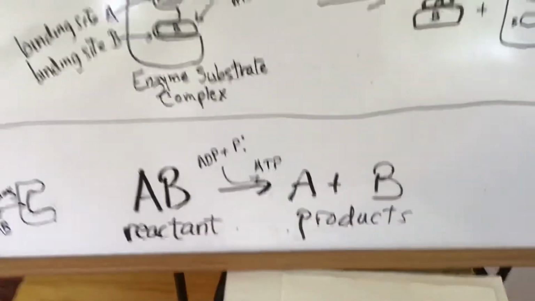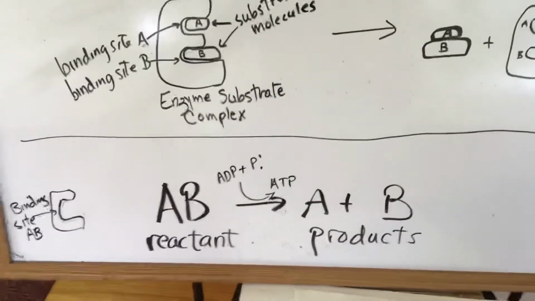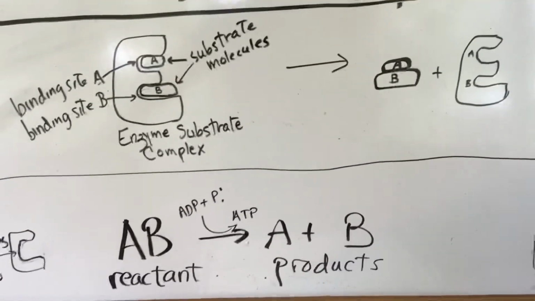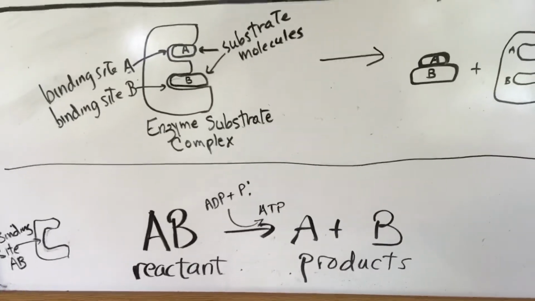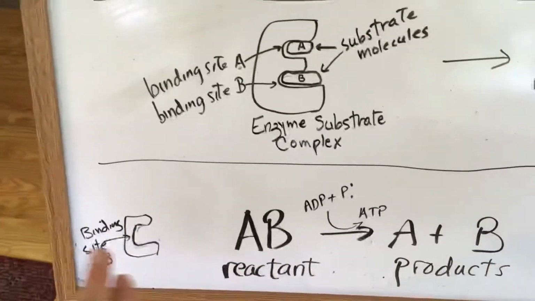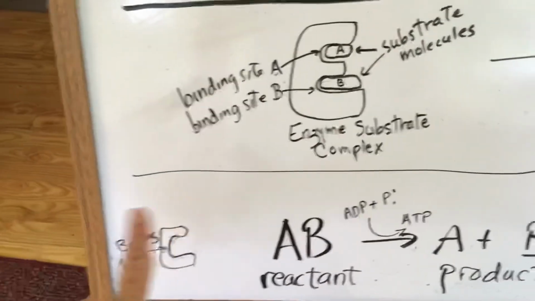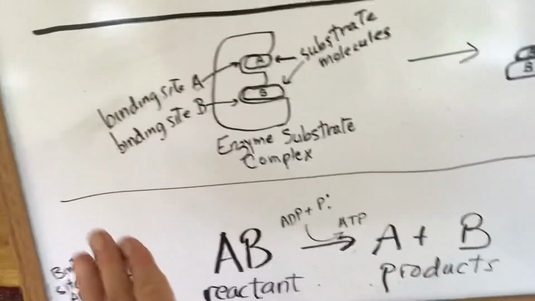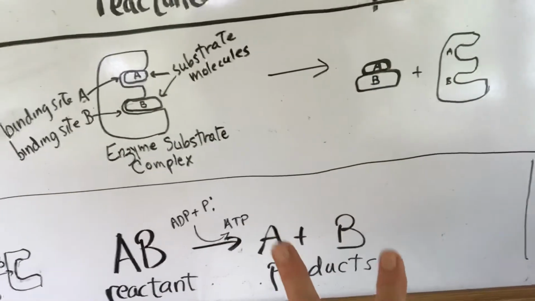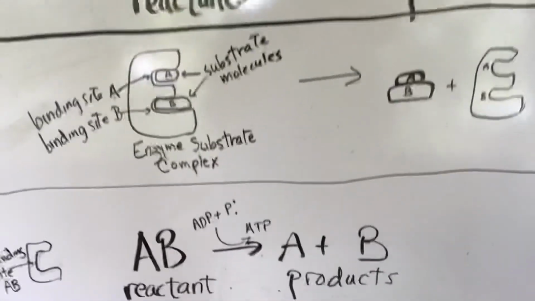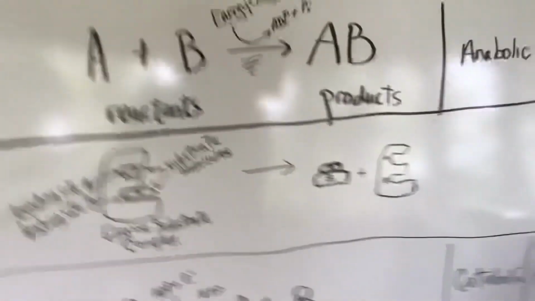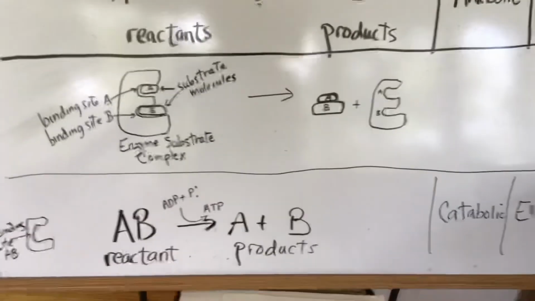Now, enzymes can also work the other way. In other words, when I have a catabolic reaction and I'm losing energy, I need to break AB apart. So I may have an enzyme that has a binding site for AB, and then it's going to allow A and B to disassociate. So you have enzymes for both directions of the chemical reaction.